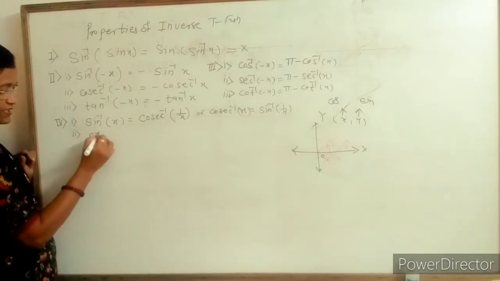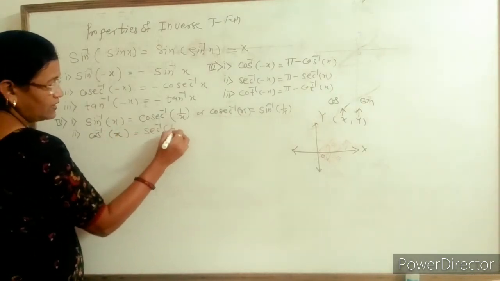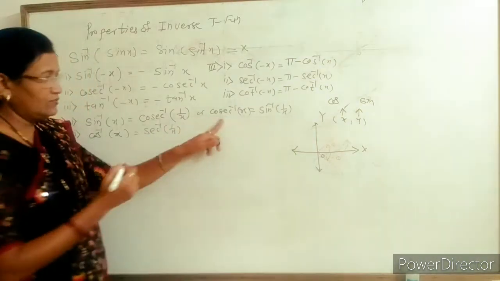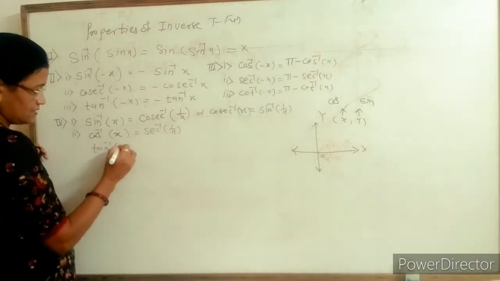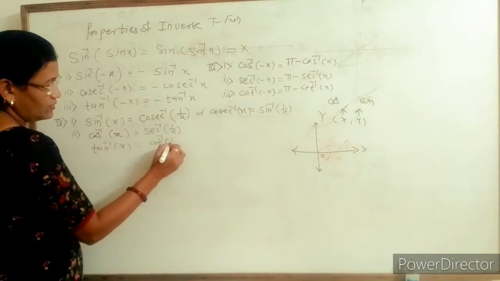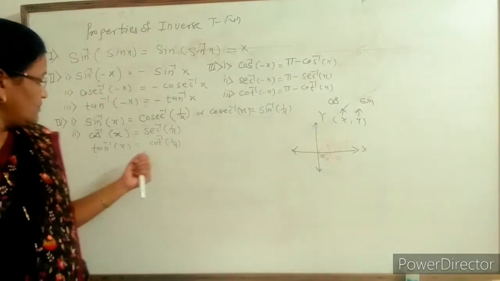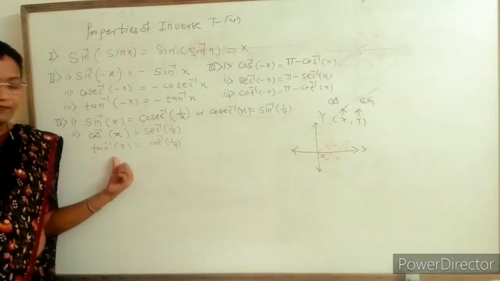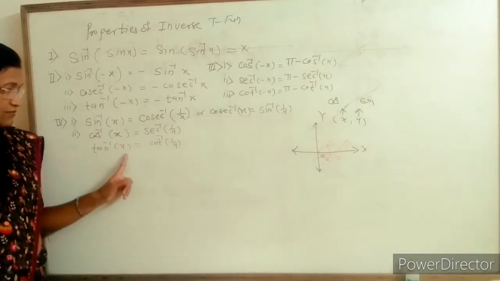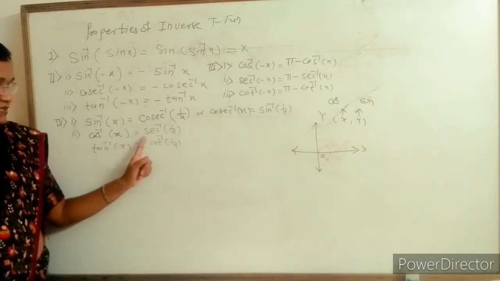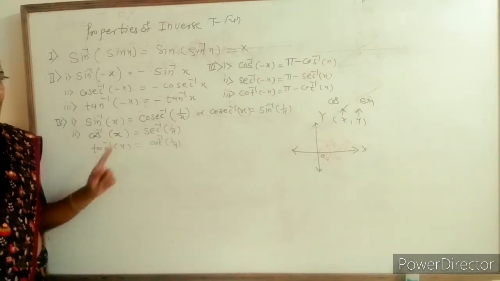Instead of sine inverse we use the result for cos inverse. So cos inverse of x is equal to sec inverse of 1 upon x, or sec inverse of x is equal to cos inverse of 1 upon x. Again tan inverse of x is equal to cot inverse of 1 upon x, and the remaining properties for sec inverse and cosec inverse: cot inverse x is equal to tan inverse 1 upon x. After this we take the property for sec inverse: sec inverse x is equal to cos inverse 1 upon x.